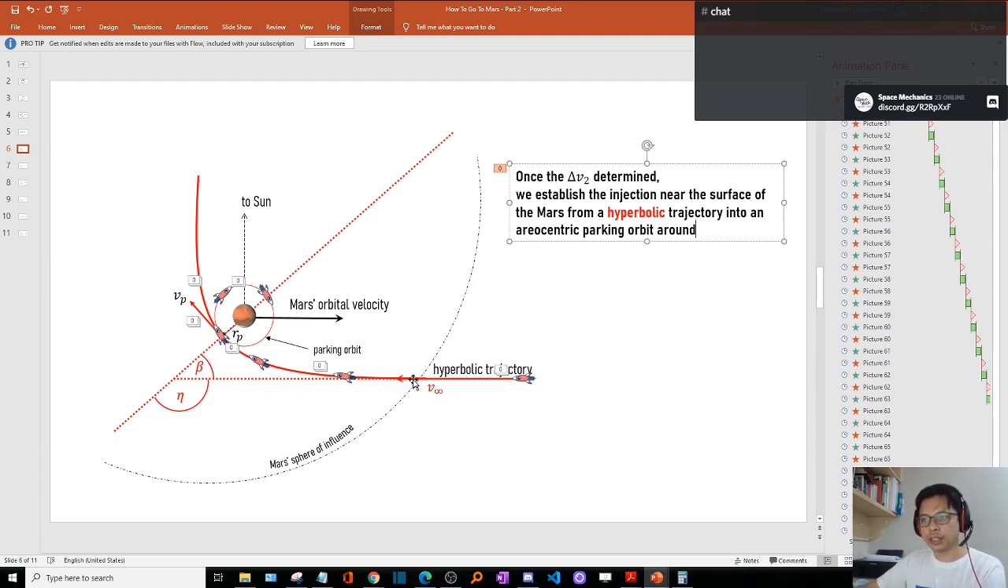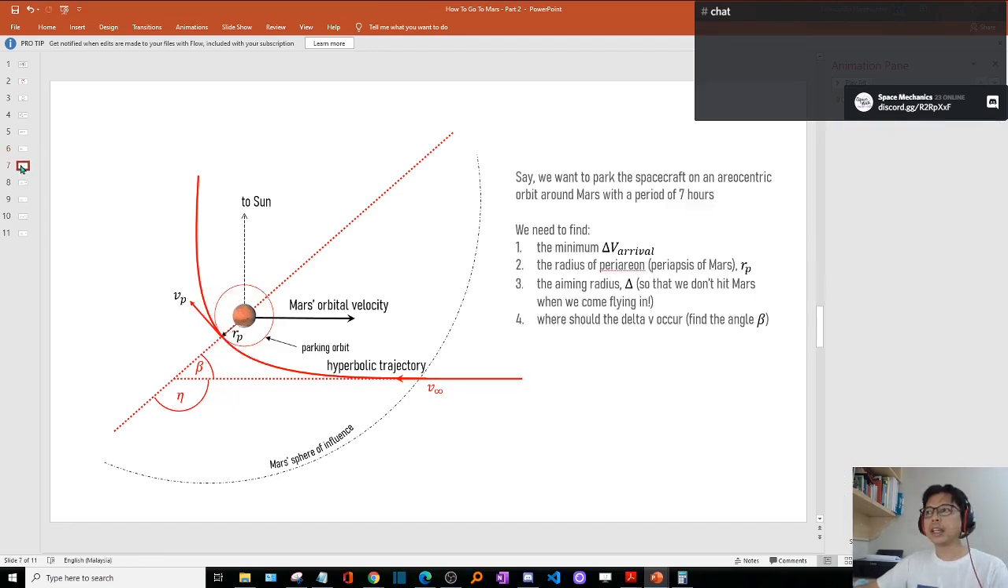We need to figure out basically what is the delta V here, and then where to put it. Okay. So the way I want to do it is like a problem. We start with a problem and then we try to solve it, instead of giving you all the formulas to solve it and then giving a problem. Let's do it a different way. The problem here is this.